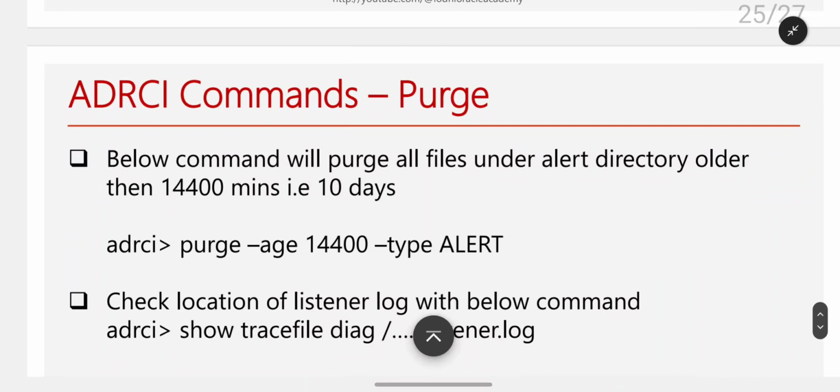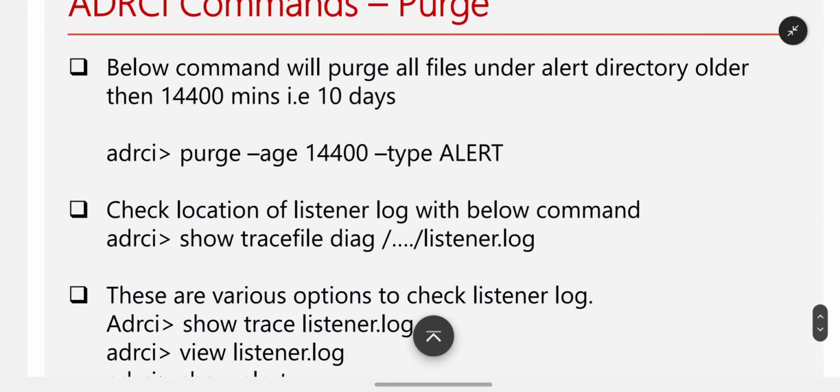The below command will purge all files under the alert directory older than 14400 minutes, that is 10 days. You can use that figure as per your requirement. Purge -age 14400 -type alert. It will remove the lines from alert files more than 10 days old. It will reduce the size of the alert file.